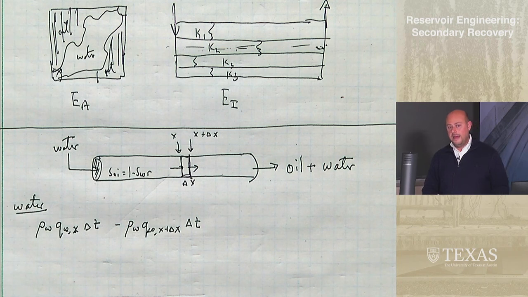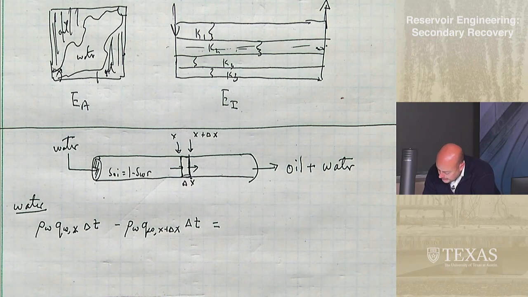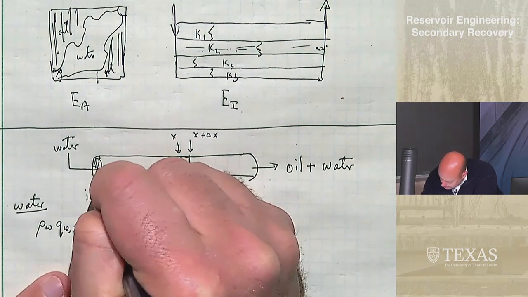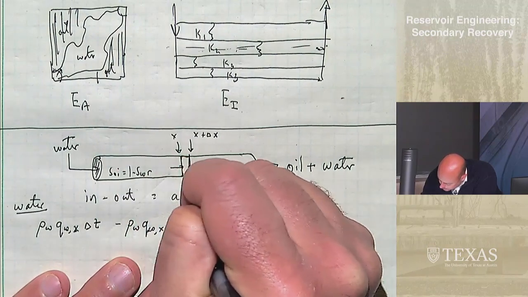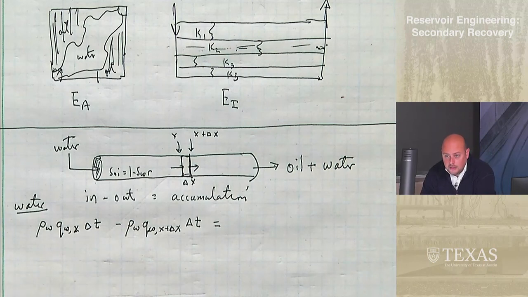You can have mass accumulated though. Right, you can have compressibility of your fluids and your rock, and this is water. So what could be happening is that water could be increasing and oil could be decreasing. So what we want to do is set that equal to what is accumulated. A balance is always in minus out is equal to accumulation. So we wrote our in minus out term. Now let's write our accumulation term.